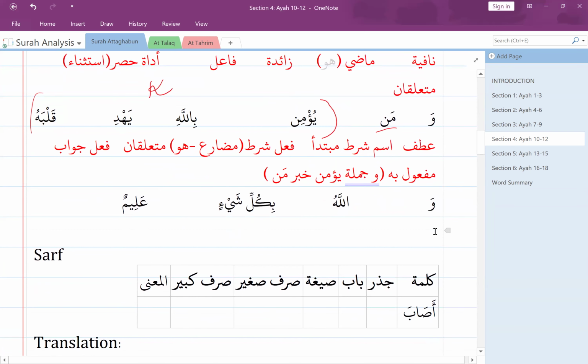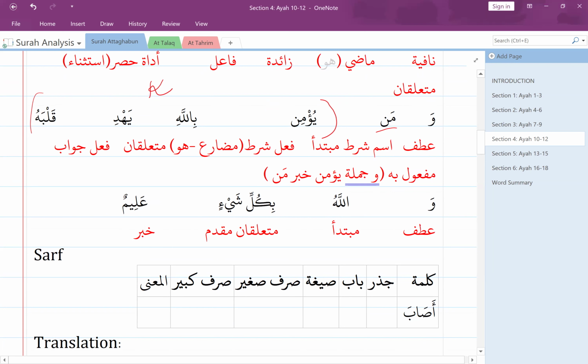Okay. What is waw? Another harf atf or harf isti'naf, depending on how you look at it. Allahu, ismul jalala, mubtada. Bi, harf jar. Kulli shay'in, mudaf ilayh, is majroor because of harf jar bi, which is muta'alliq bil khabar, muta'alliq bil khabar muqaddam. Alim is khabar.